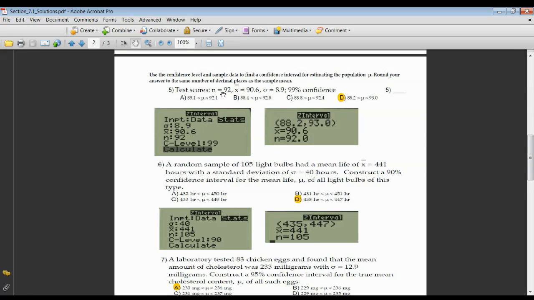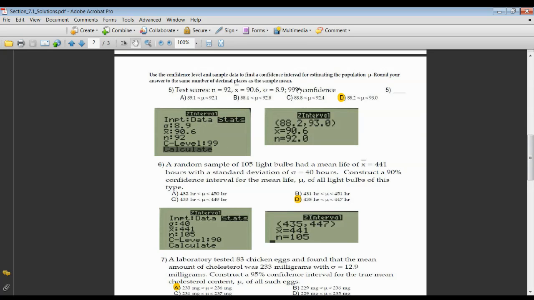By statistics, I'm telling you what n is. I'm telling you what x bar is. I'm telling you what sigma is. I'm giving you all the information. So all you're doing once you find Z interval is just plugging in the information. Sigma is 8.9. X bar is 90.6. N is 92. And I've discussed this here.